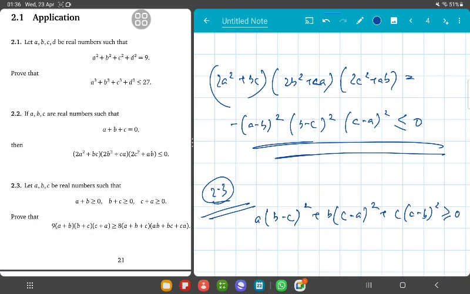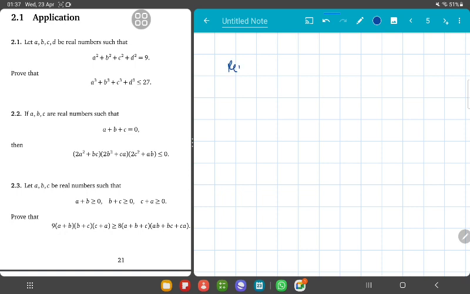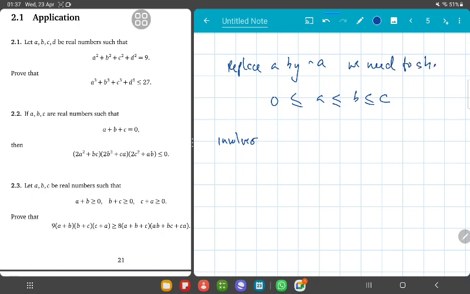We can say for the conditions, a plus b greater than or equal to 0. So when we replace a by minus a, what will we get? Replacing a by minus a, we need to show this, and it involves minus a c minus b square plus b c plus a square c a plus b square greater than 0.